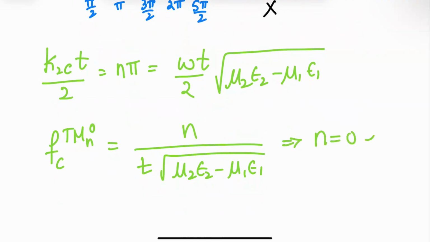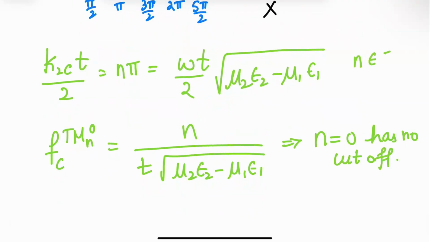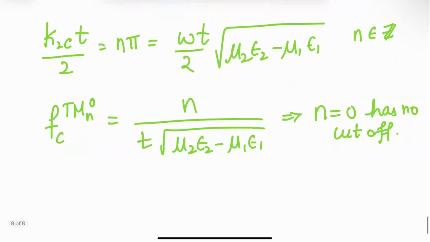n equal to 0 has no cutoff. So I should say n belongs to integers. Not integers, positive real numbers. All right, so that's for the TM odd modes.